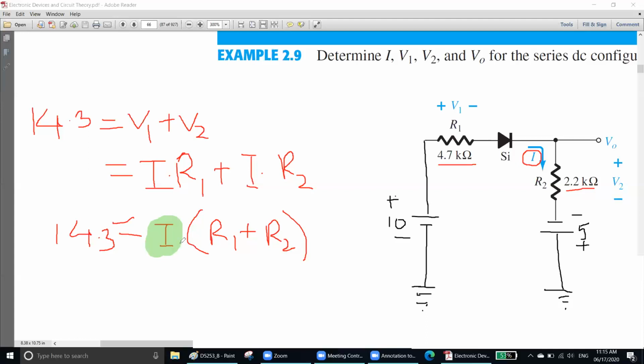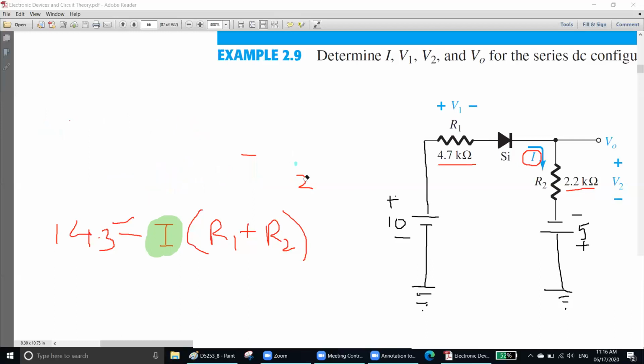So we can find this by taking the R1 plus R2 at the bottom of 14.3 and dividing. Okay, now I'm going to do that. So 14.3 divided by R1 plus R2. R1 is actually 4.7 plus R2, R2 is 2.2, equal to your I.